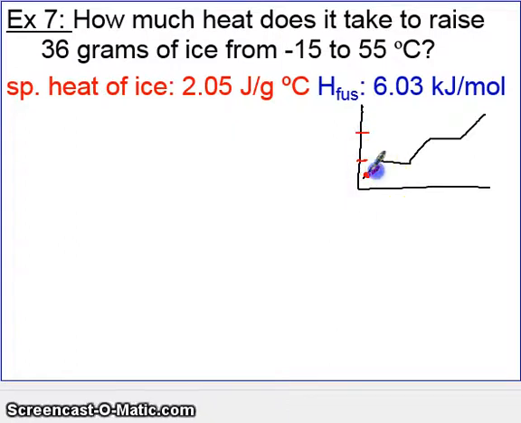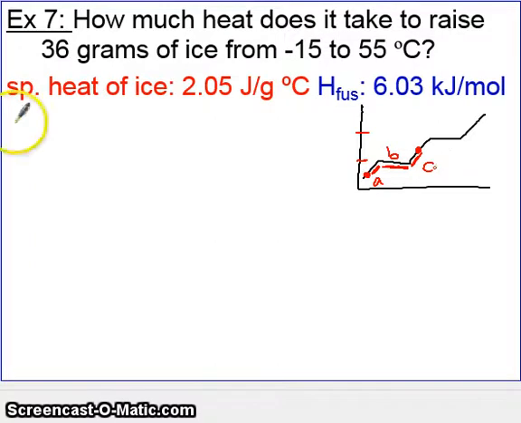We have to heat up the ice, then melt the ice, then heat up the water to about 55 degrees Celsius. So this will involve 3 different problems. We're going to heat up the ice, we'll call that A. We're going to melt the ice, we'll call that B. And we will heat up the liquid, we'll call that C. So we have 3 separate equations, and then we'll have to put them all together.